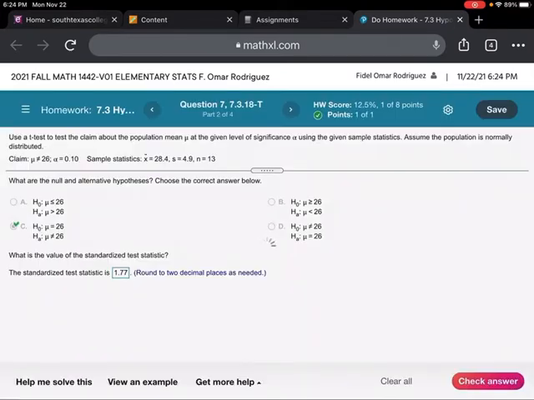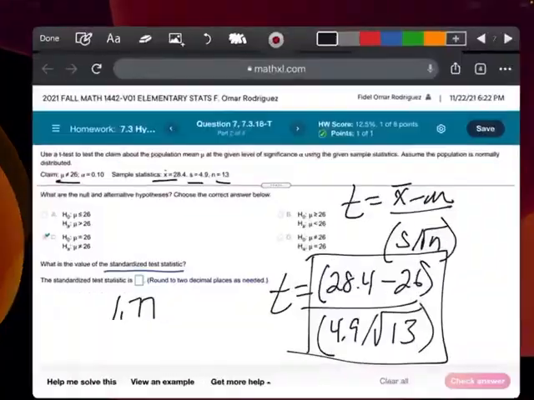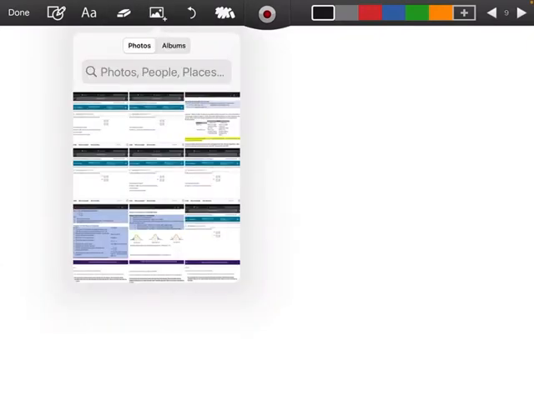So I'm going to come back to my original problem right here and type in 1.77. Okay, we got that part. Now, they're asking us to find the p-value of the test statistic. So I'm going to take a screenshot of this, y'all, and I'm going to show you how I'm going to do this.